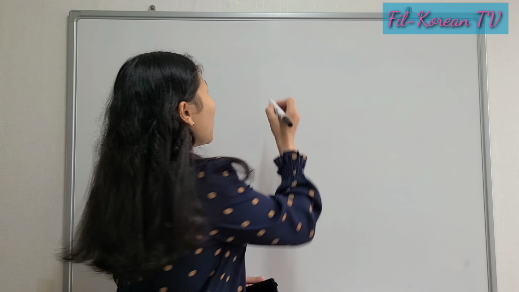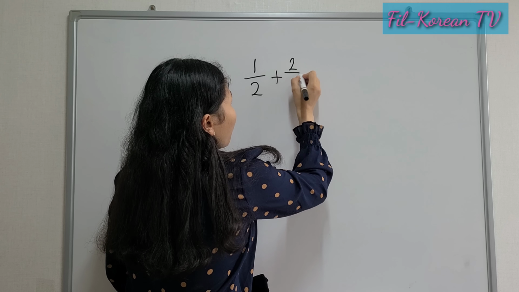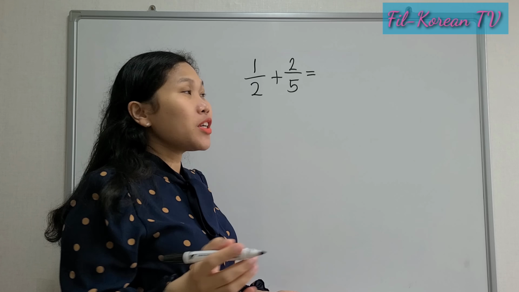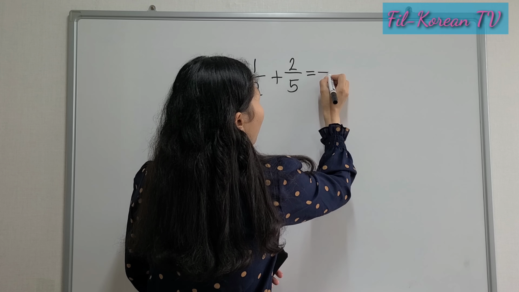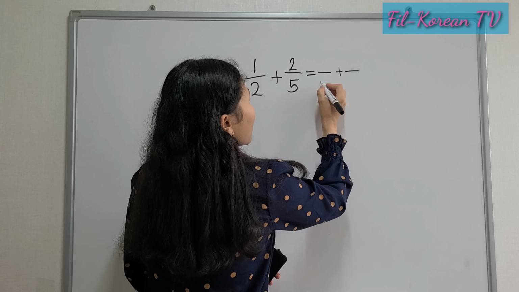Next example, 1/2 plus 2/5 equals. Let us answer. Change the fractions to similar fractions. Get the LCD of 2 and 5. That is 10.